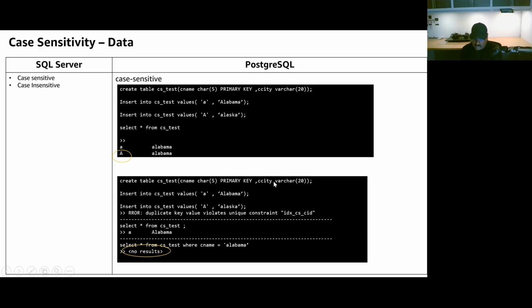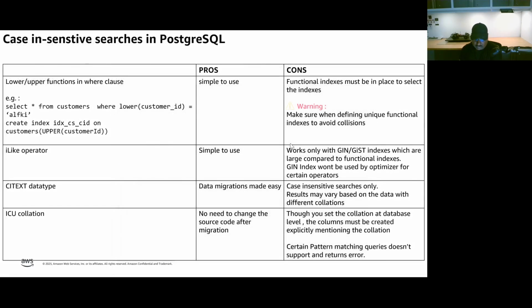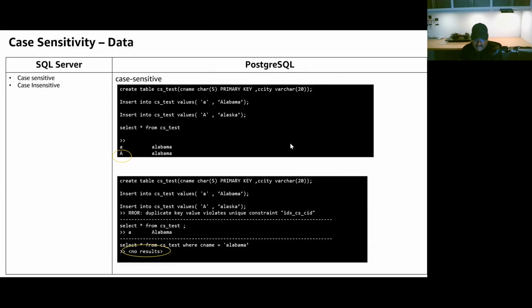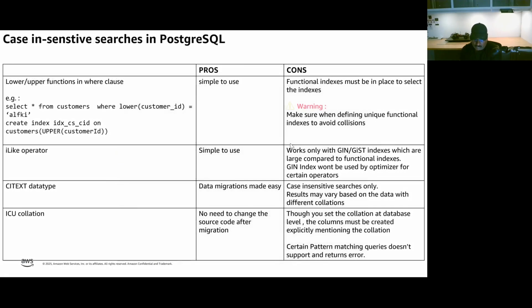So here the data is case sensitive in Postgres, but the schema is case insensitive. That means if you create a table name in Postgres, the name of the table is case insensitive, but the data is case sensitive.